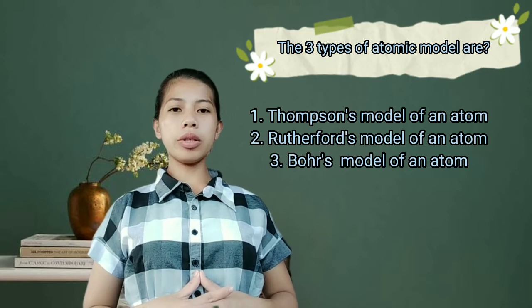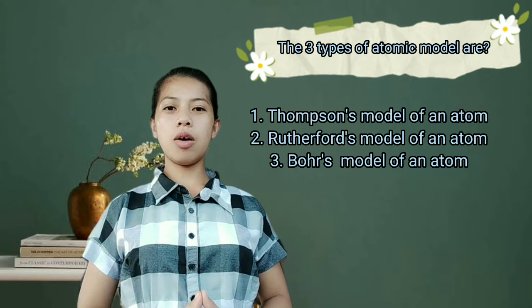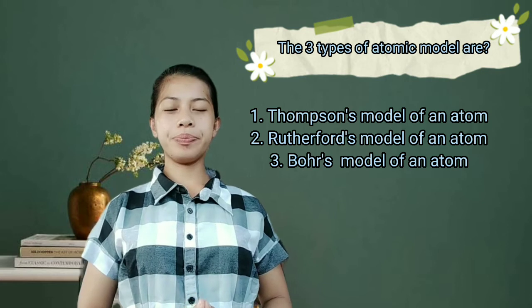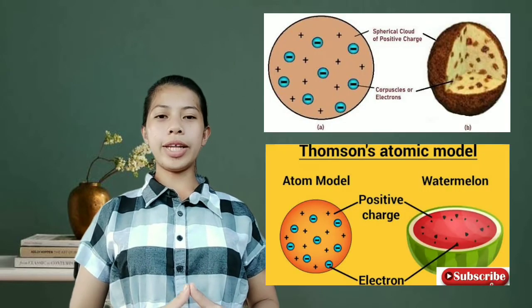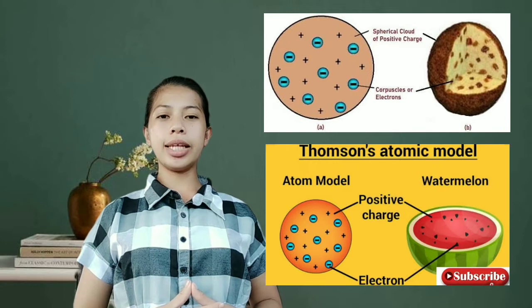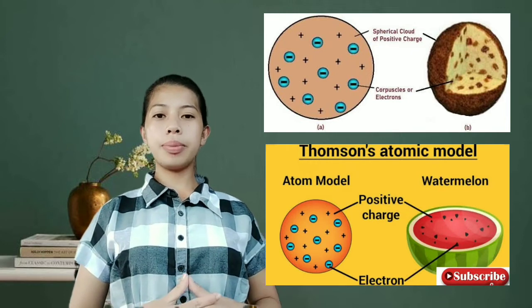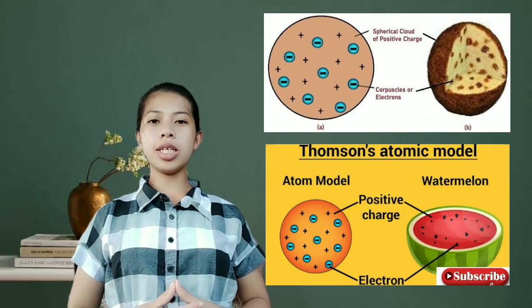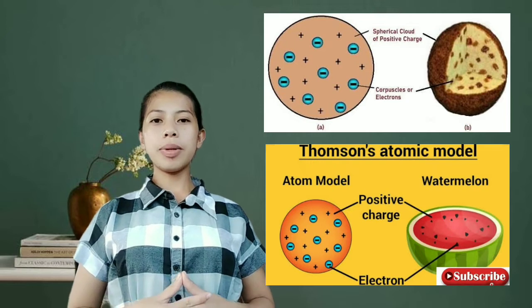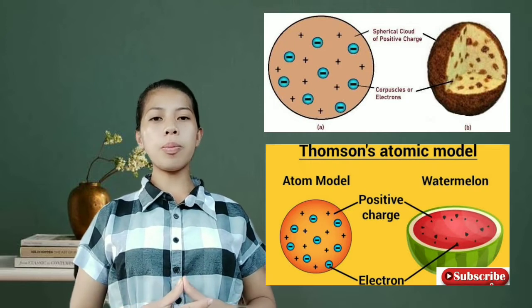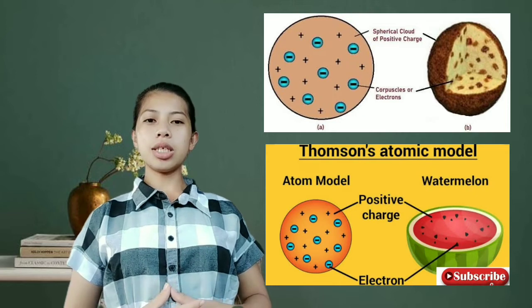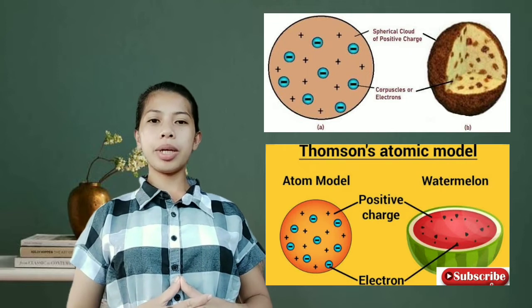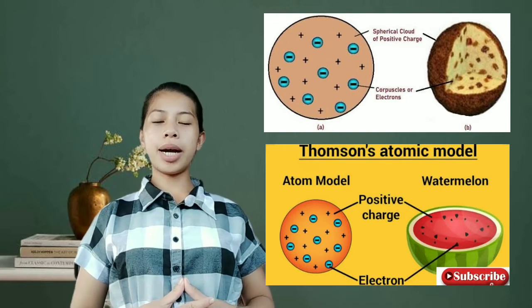The three atomic models are Thomson's model of an atom, Rutherford's model of an atom, and Bohr's model of an atom. First, Thomson's model of an atom was proposed by Thomson, and it is similar to a Christmas pudding or a watermelon. In this model, electrons are arranged in a sphere of positive charge, like a spherical Christmas pudding, and it is also compared to a watermelon. The negatively charged electrons are like seeds embedded all over the positively charged sphere, which is compared to the edible part in the watermelon.